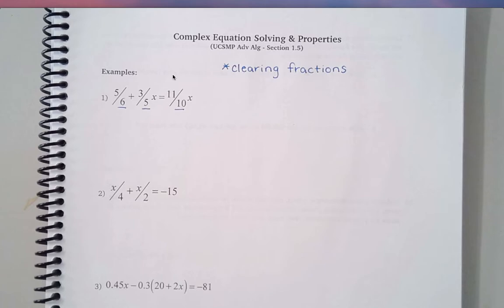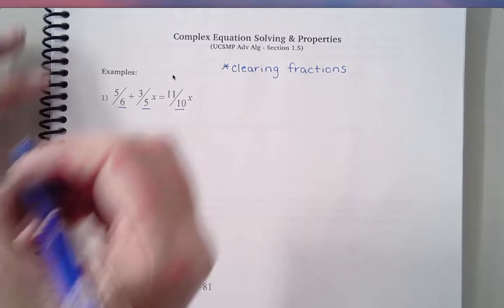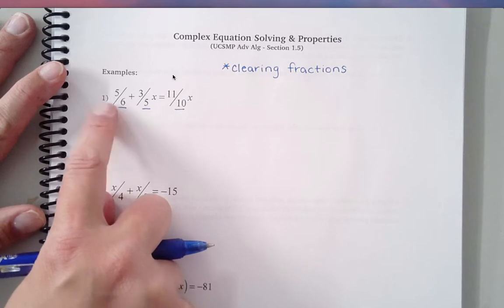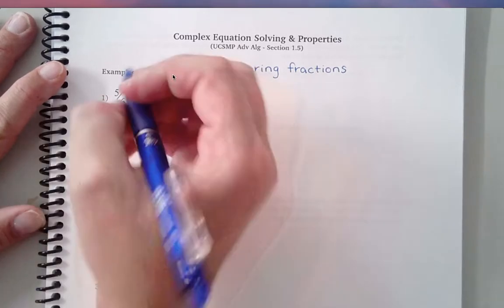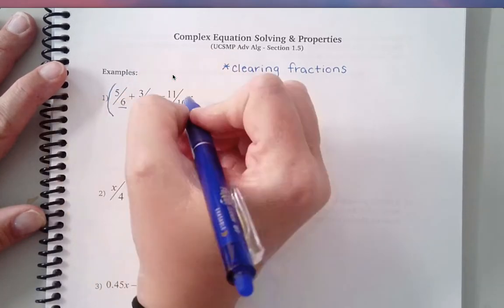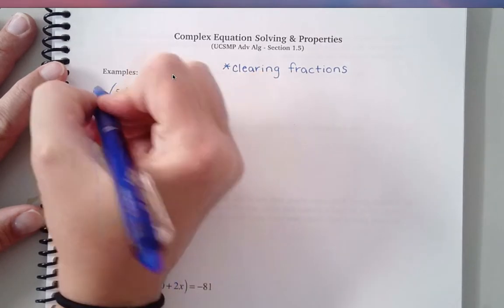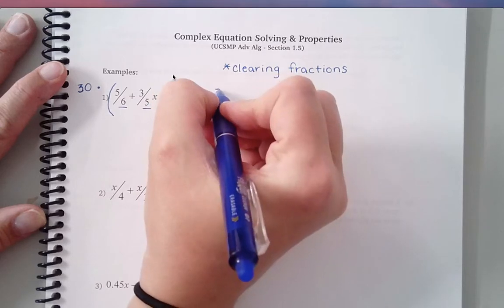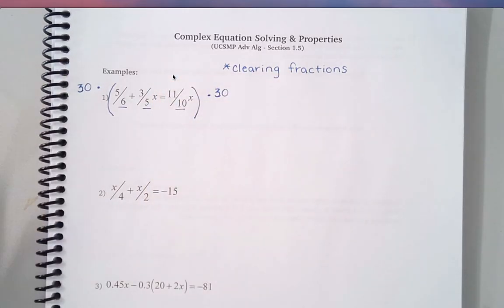So 6, 5, and 10, the smallest thing I can think of that would work is probably 30. All of those divide into 30. But instead of rewriting this as 25 over 30 or whatever it might happen to be, I'm going to take this entire equation and multiply it by 30. And really, I'm multiplying by 30 on both sides, okay?